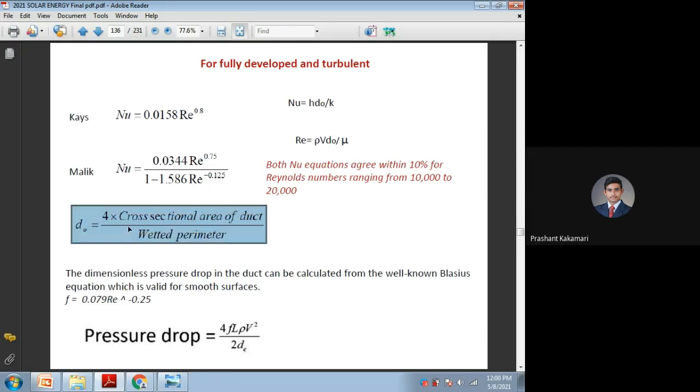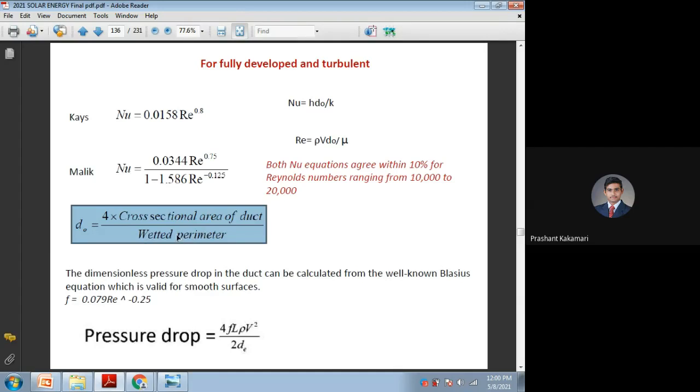So I'll repeat, to find the characteristic length D0 for the solar air heaters or any heaters having a duct of a square or rectangular type, one can take 4 into the cross-sectional area of the duct, where the cross-sectional area is rectangular or square type, divided by the inside perimeter or the wetted perimeter.